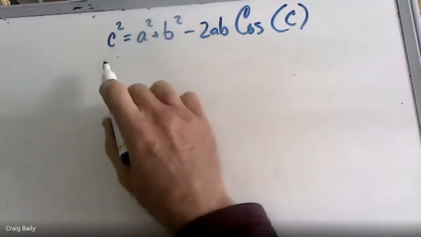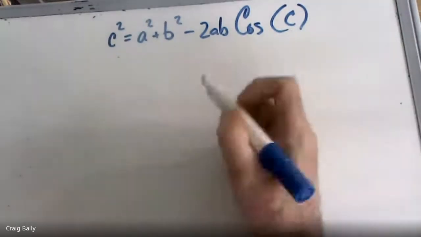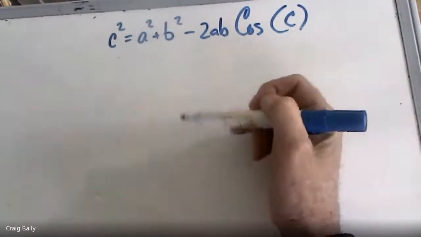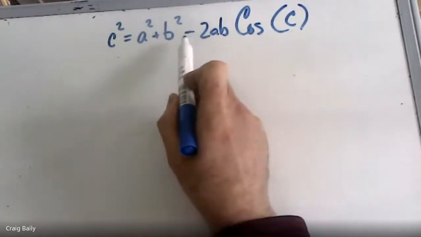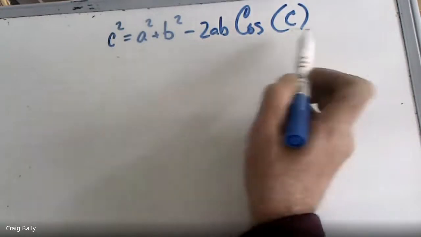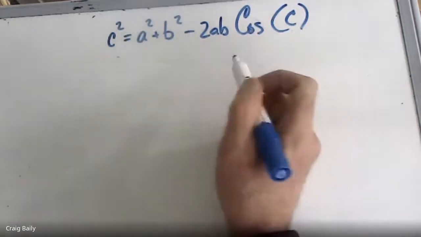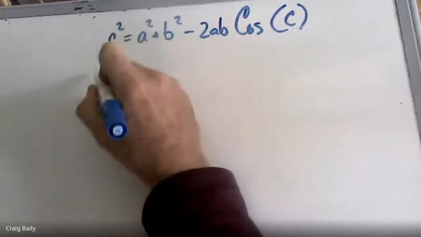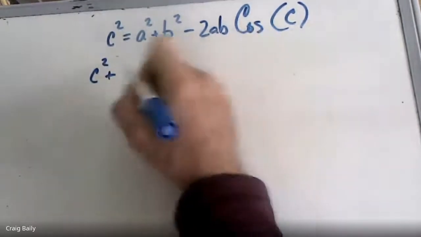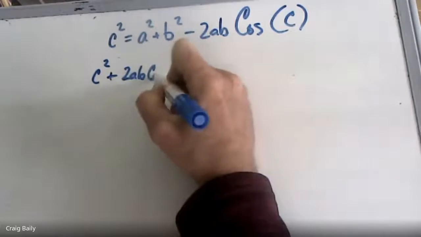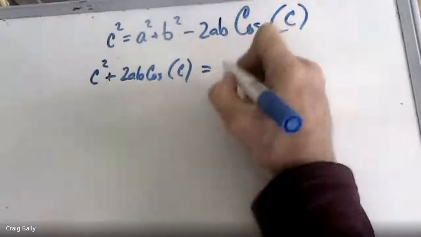So for starters, this equation follows the rules of mathematics, so we're going to use what we know about undoing mathematical operations. If I want to take this minus 2ab cosine C, I can bring this whole thing to the other side of the equation by doing the opposite of subtracting, which is adding. So c squared plus 2ab cosine of angle C is now going to be equal to just a squared plus b squared.